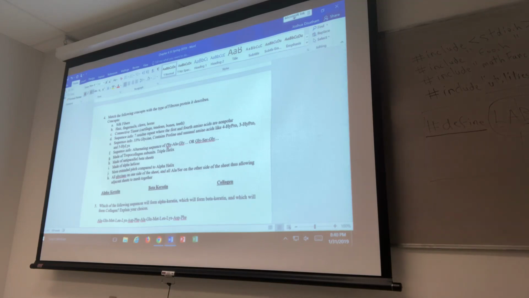What that ends up causing is that when you look at the three-dimensional structure, all of the glycines are on one side of that amino acid sequence and all the alanines are on the other side. What that allows you to do is stack a bunch of these together, and you get a very silky smooth texture.